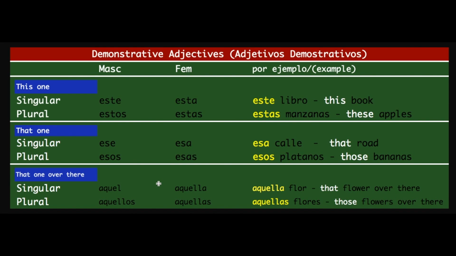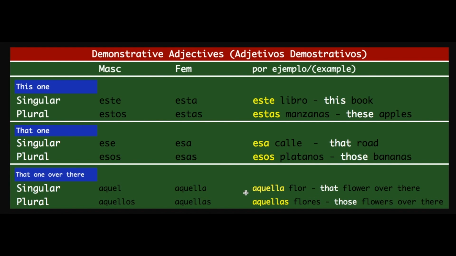Let's move on to the third category, folks, which is that one over there for objects which are very far from here. The first one is aquel. Aquel means that one over there for masculine singular. Similarly, aquella is that one over there for feminine singular. Aquellos and aquellas are respectively for those ones over there for masculine and feminine.